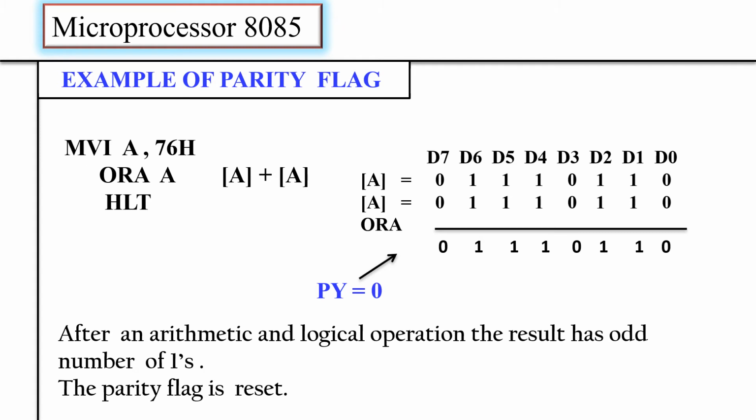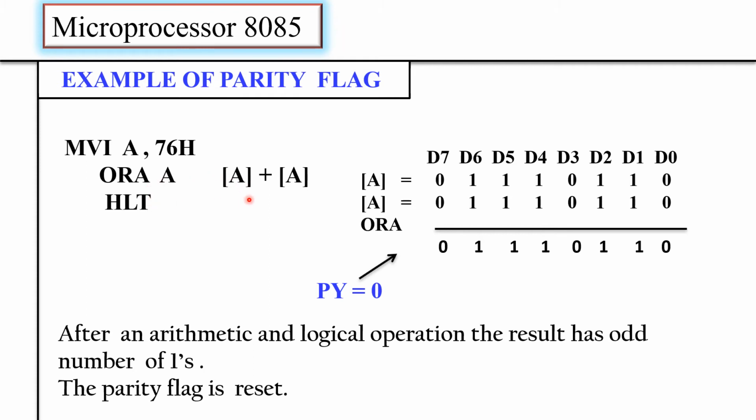Now let us understand the parity flag with a small example. MVI A, 76. Now you understood this instruction. MVI is nothing but move immediate the data into the accumulator. 76 is moved into the accumulator, so the content of the accumulator is 76. Now this is a new instruction: ORA A. ORA is logical OR with accumulator. See, again here one of the operands is the accumulator. So logical OR of the accumulator with the accumulator. That is the meaning of ORA A.